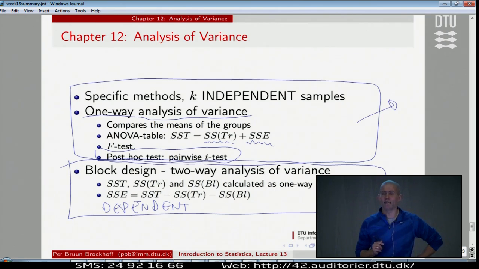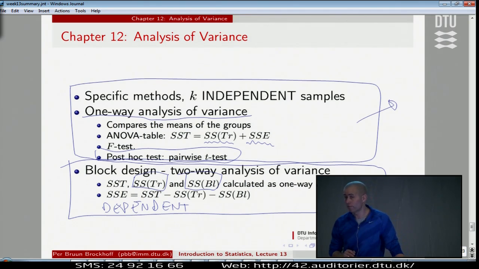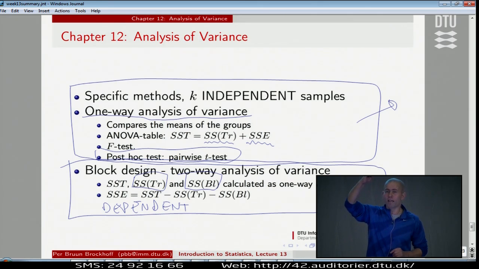Then we can extend the ANOVA thinking and both look at how different are the groups from each other and how different are the blocks or the people or whatever is the blocks. Blocks could be many different things. We could see the table in one way, we could see the table in another way. That's why it's now called two-way analysis of variance.